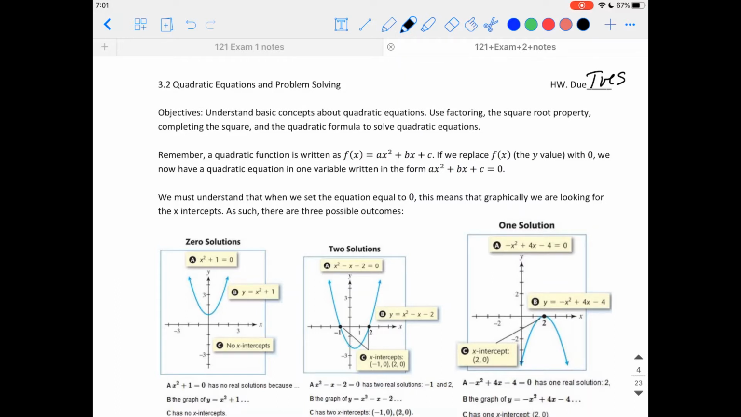So remember, a quadratic function is written as f of x is equal to ax squared plus bx plus c. And again, because of that squared, we know it's a parabola. And this is the general or standard form.